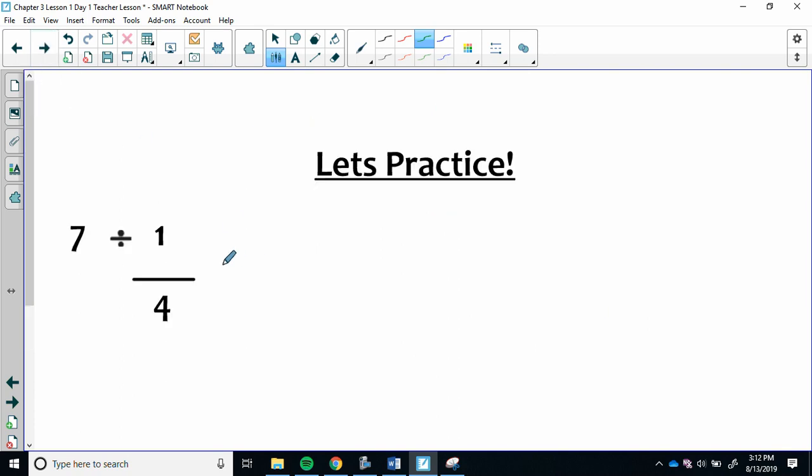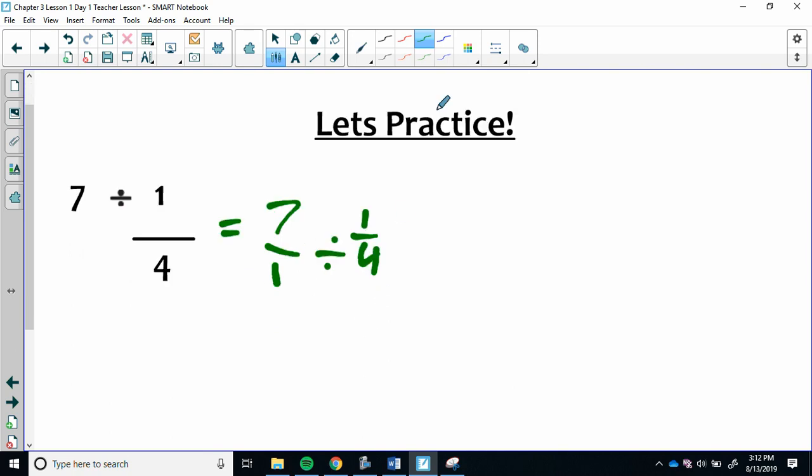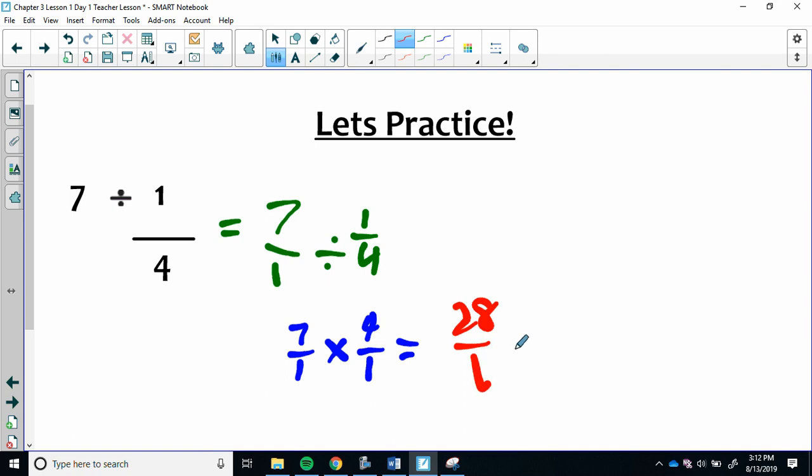Let's do one more. First of all, let's make them fractions. So we have 2 fractions. That's the key. It's less confusing if you have 2 fractions. Notice I'm not changing it to a multiplication problem yet. I want to have 2 fractions first. So 7 over 1. We change it to multiplication, and we multiply by the reciprocal. So 1/4 becomes 4 over 1. Multiply the top. 7 times 4 is 28. 1 times 1 is 1. 28 divided by 1 is 28.